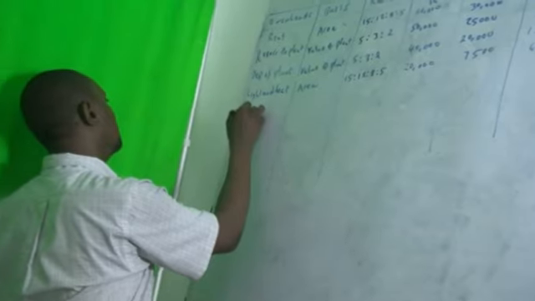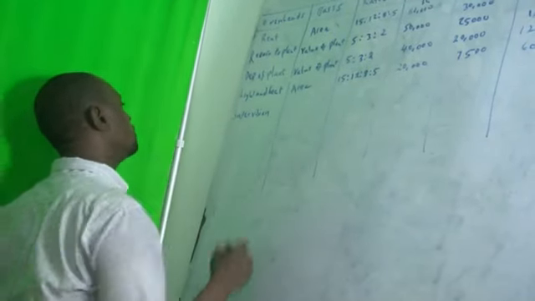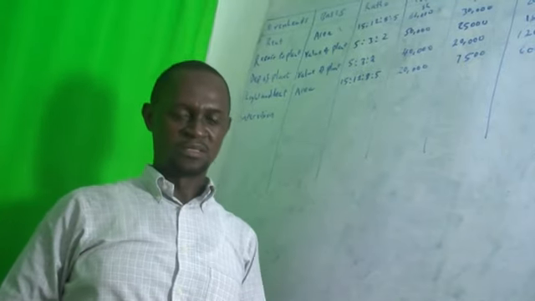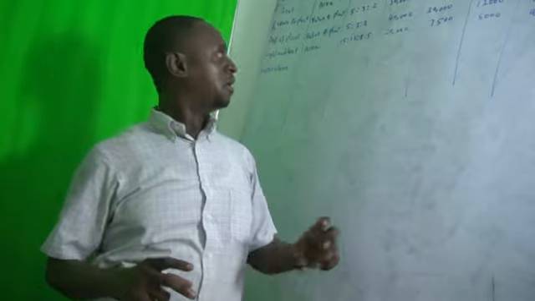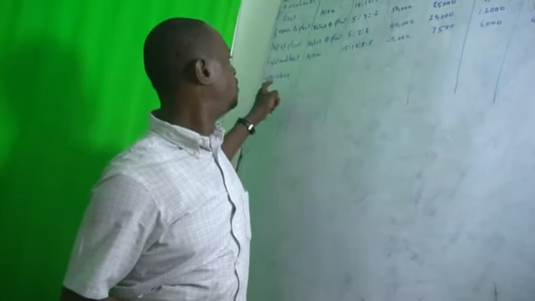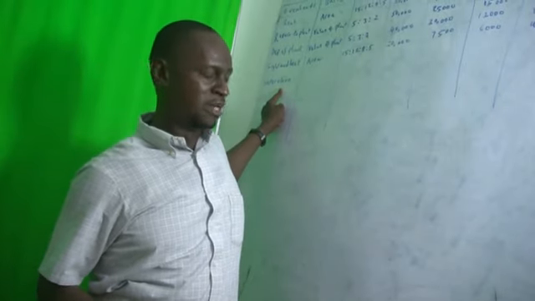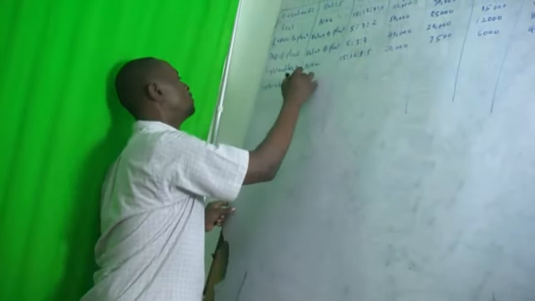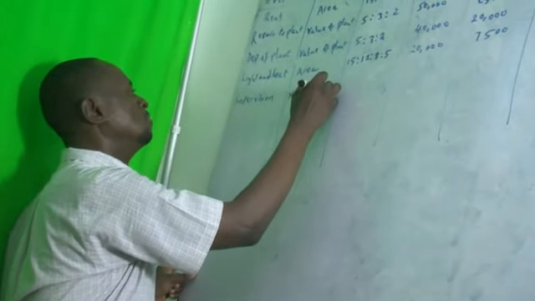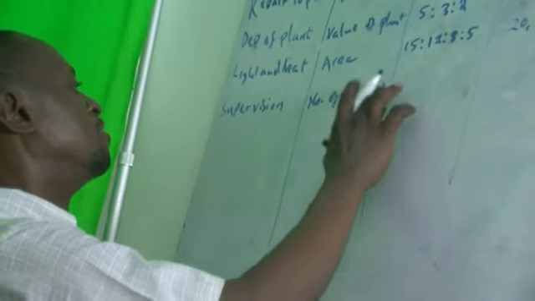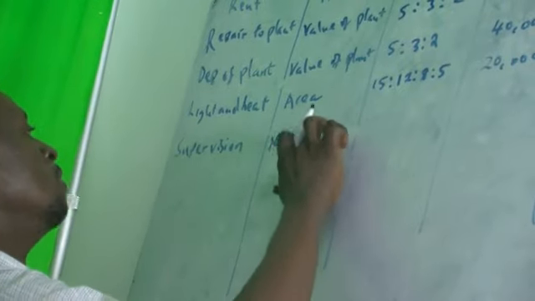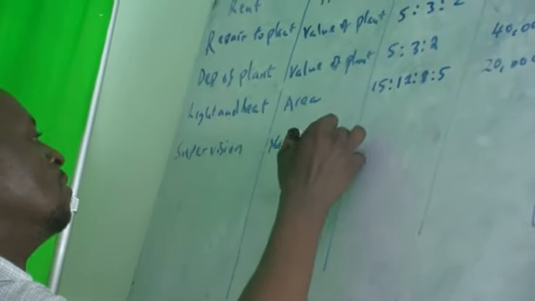Next, you have supervision. So which basis are we going to use? Here we've been given area, number of employees and value of plant. Out of those 3 bases given by the examiner, the basis which we are going to use to reapportion this overhead is number of employees. I hope it's very clear. I can just write it in short form as employees.